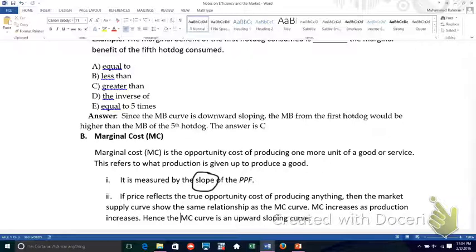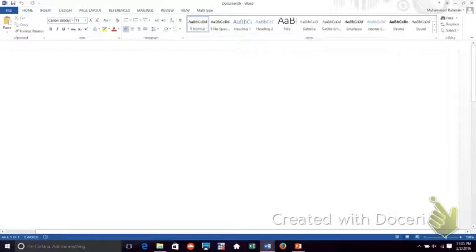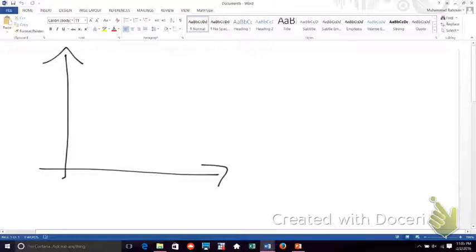Now, as opposed to the marginal benefit, our marginal cost graph is going to be a little bit different. So let's try to understand that. How would the marginal cost graph look like? So imagine that you are measuring marginal cost, which is the cost of producing something, or the opportunity cost, and imagine that this is where horizontally you are measuring the good in question.